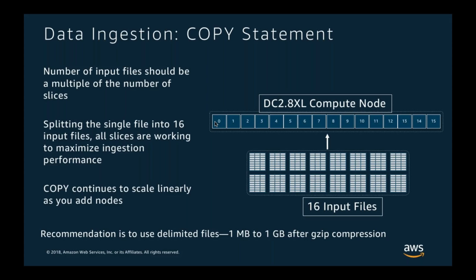You can also look at an optimal file size. The recommendation there is a file size of between 1 MB and 1 GB. You don't want to go too small. That'll make more S3 calls. You also don't want to have too big files, right? So our recommendation there is around 1 MB to 1 GB after compression. The copy command supports loading compressed files directly into the cluster.